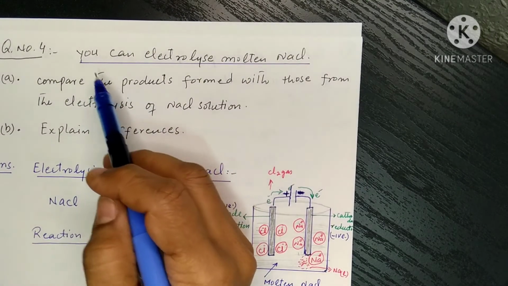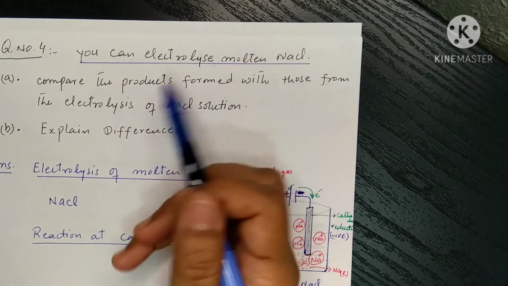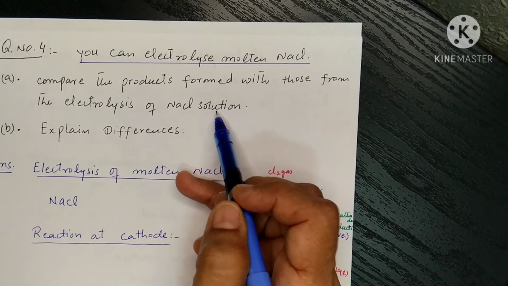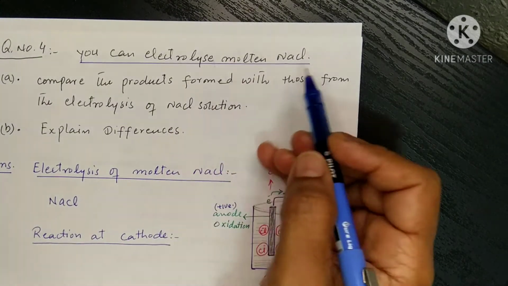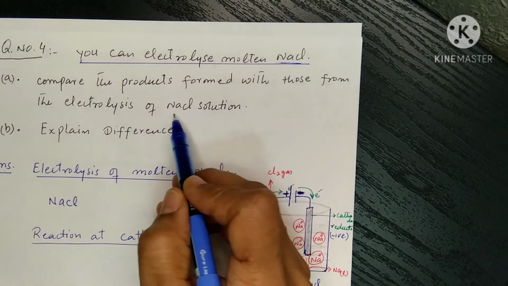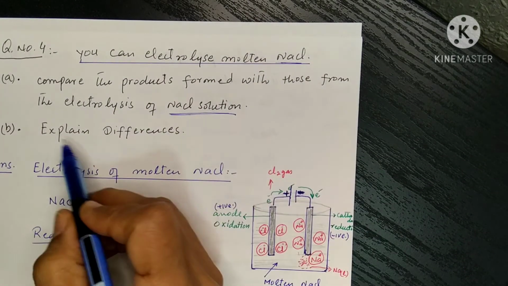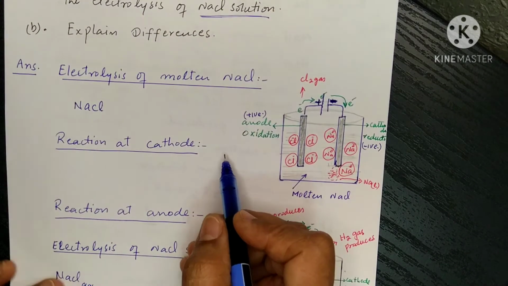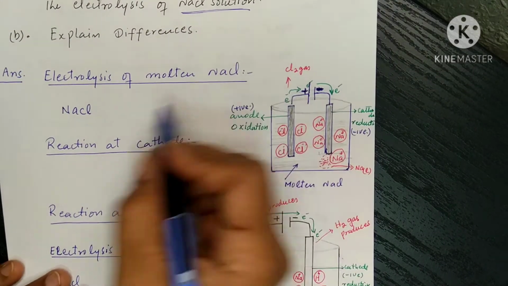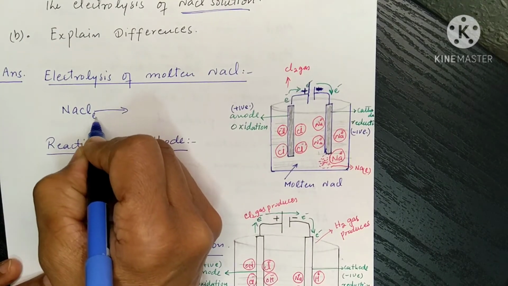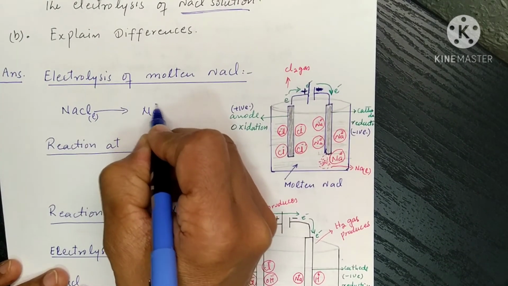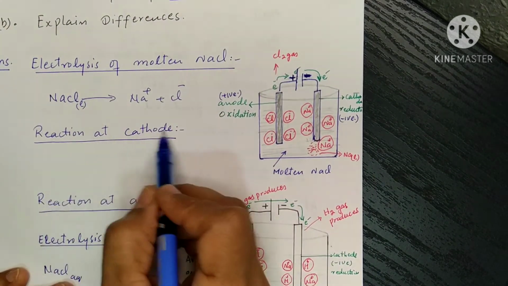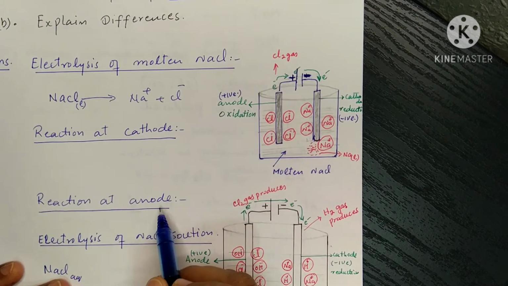Question number 4. You can electrolyze molten sodium chloride. Compare the products found with those from the electrolysis of sodium chloride solution. So we have to compare the products found by the electrolysis of molten sodium chloride and sodium chloride solution, and if there is any difference, we have to write the difference also. The first part of this is the electrolysis of molten sodium chloride. Molten means it is in the liquid form, and sodium chloride will convert into sodium positive and chloride negative ions. Then we will write the reaction at the cathode, and then the reaction at the anode.